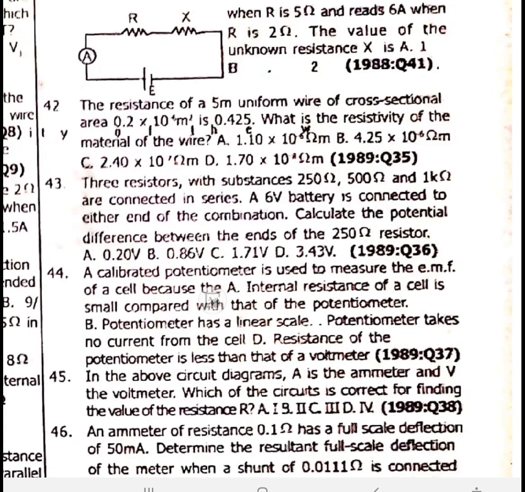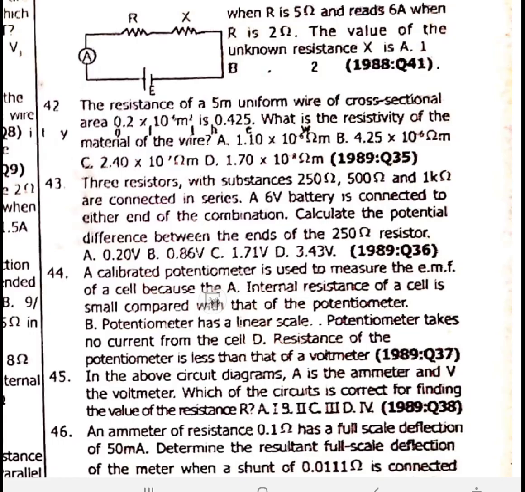Number 2, it takes current from the cell. Number 3, the pointer is prone to reading error. Next, it measures EMF inaccurately as it may have zero error. So voltmeters do have zero error.